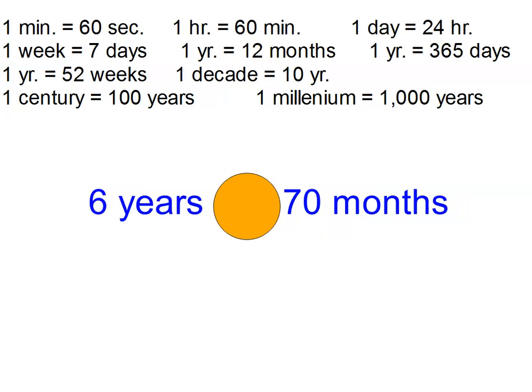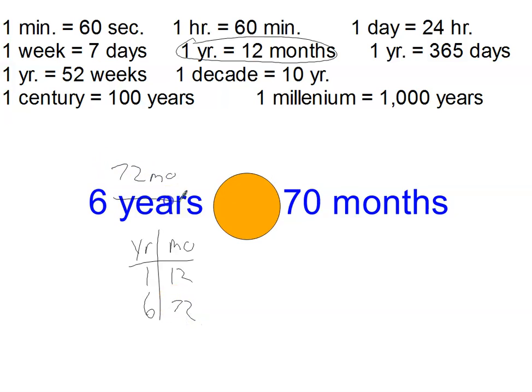6 years and 70 months. Find the one that has years and months. So I want to change from a year to a month. 1 year is 12 of them. 6 of them would be 6 times 12, which is 72. So this is 72 months, which is more than 70 months.